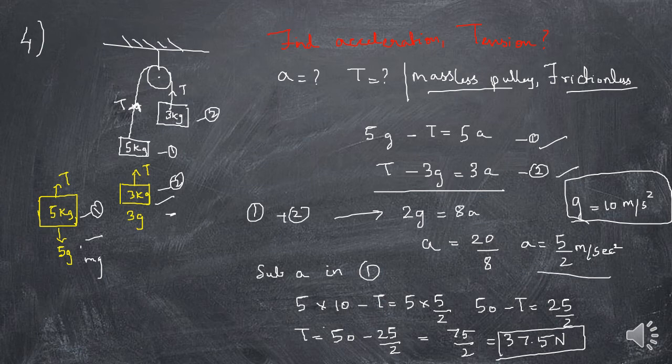Once you have found your acceleration, it's quite easy. You can just substitute it in your equation and get the tension. So finally I've got my tension as 37.5 Newton. Okay, so this is how we basically use free body diagrams.